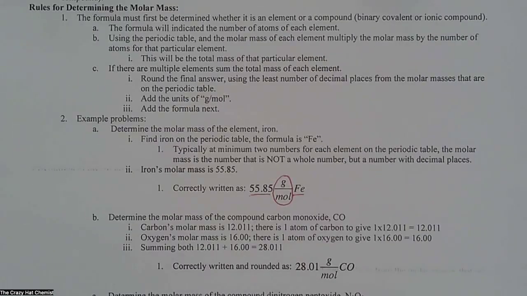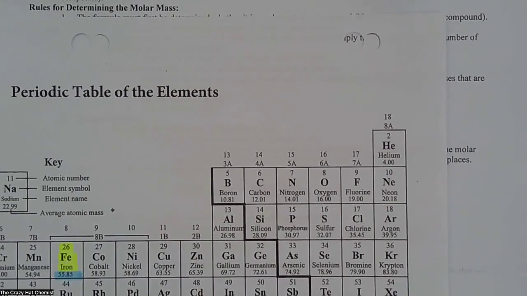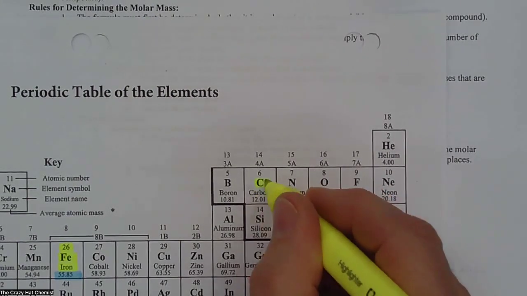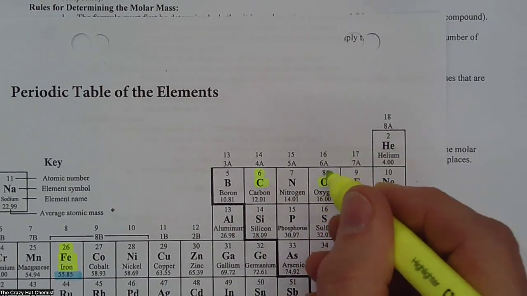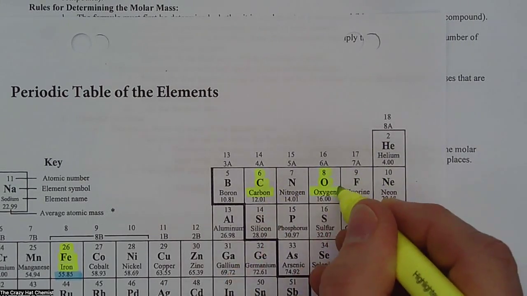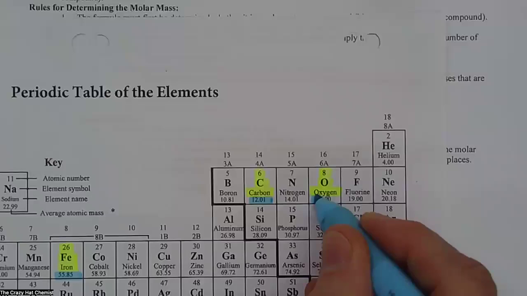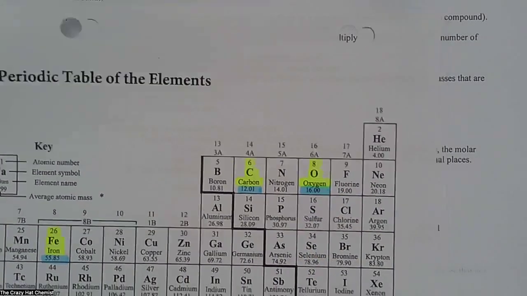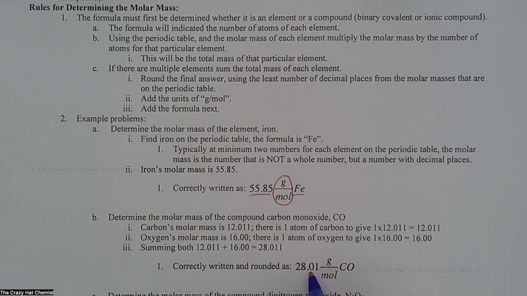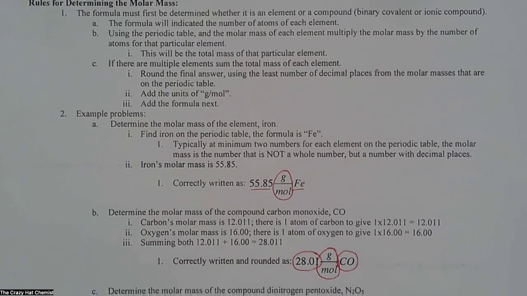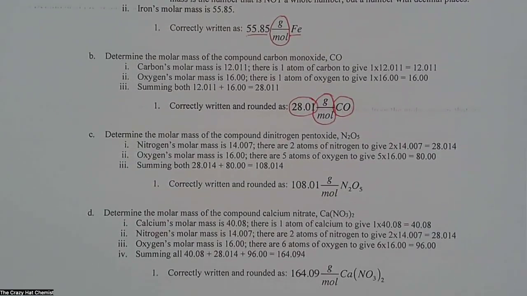So let's find carbon and oxygen on the periodic table. Here is carbon. It is atomic number 6. Here is oxygen. It is atomic number 8. The molar mass for carbon is 12.01 and oxygen is 16.00. Okay, fantastic. And that's why this number has 2 decimal places. It has the rounded answer correctly to 2 decimal places, units of grams per mole, and then the formula, CO. All right, I'm going to scroll this on up and then we're going to do a few more examples here.